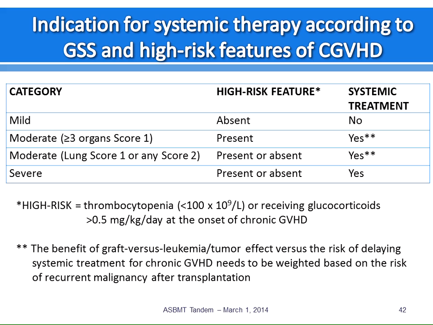Now, the scoring wasn't designed to assign treatment, but you can certainly consider it in that way as a practical tool. If they have mild overall scoring in just basically 1 or 2 organs, and they don't have high-risk features, meaning they're not thrombocytopenic and they didn't have a higher dose of steroid at the start of their chronic GVHD therapy, you can just watch those patients and don't need to treat them systemically. Whereas for any of the other grades, generally speaking, you would add systemic therapy, with the caveat that you're weighing up the benefit of the graft versus leukemia tumor effect versus the risk of delaying your treatment for chronic GVHD.